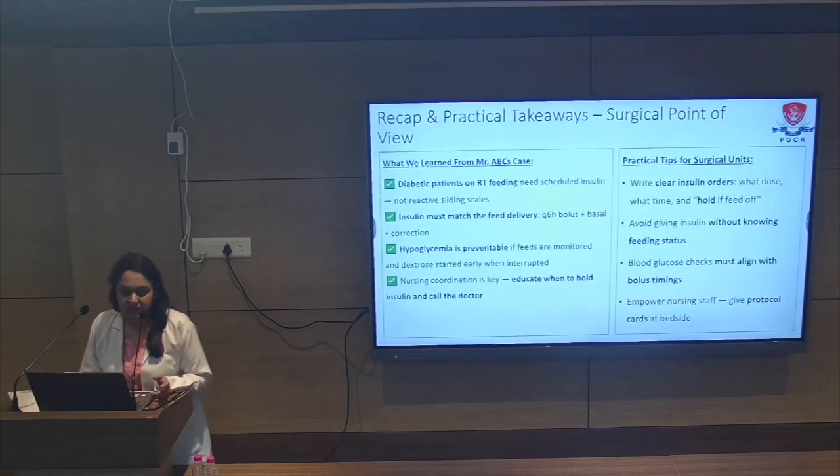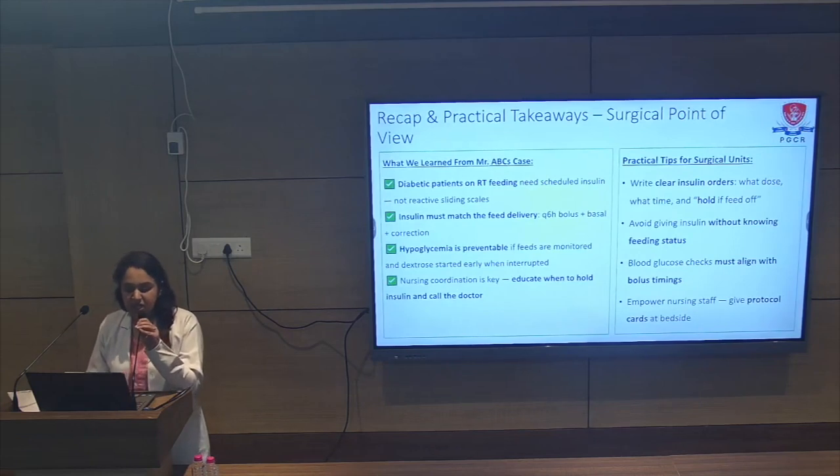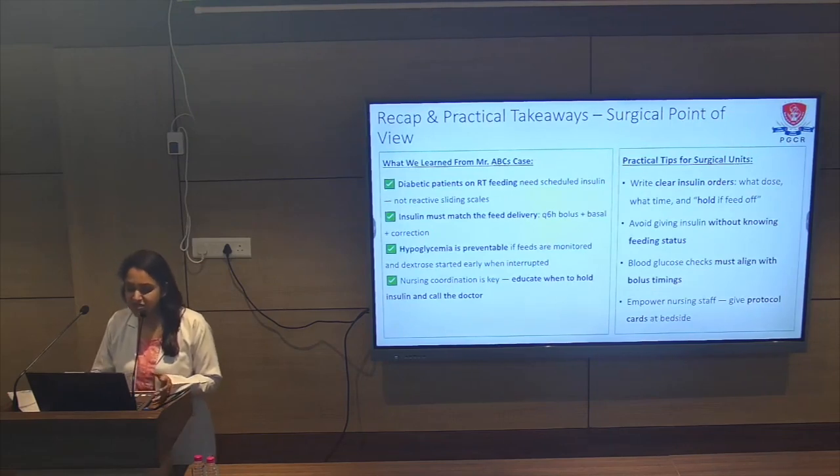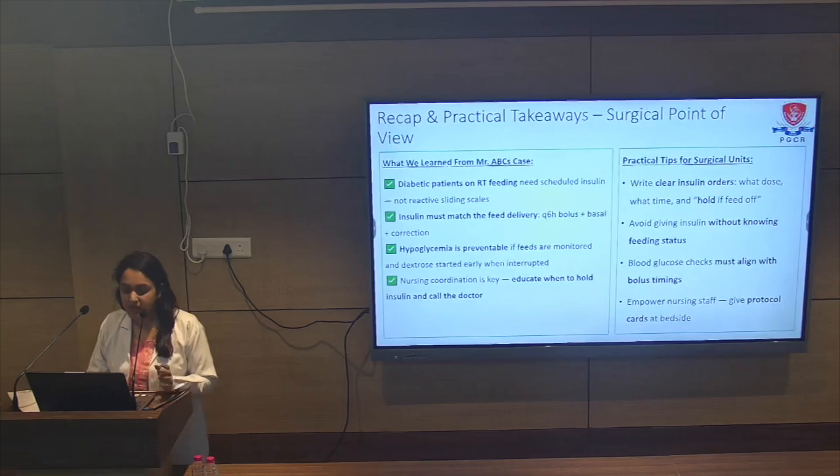Now, the learning points from this case are that diabetic patients on RT feeding need scheduled insulin, not reactive sliding scales. Insulin must match the feed delivery. Hypoglycemia is preventable if feeds are monitored and dextrose is started early when interrupted, and nursing coordination is the key. Now, some practical tips for the surgical units. We need to write clear insulin orders: what dose, what time, and when to hold, and to hold if the feed is off. Avoid giving insulin without knowing the feeding status. Blood glucose checks must align with the bolus timings, and we need to empower our nursing staff.